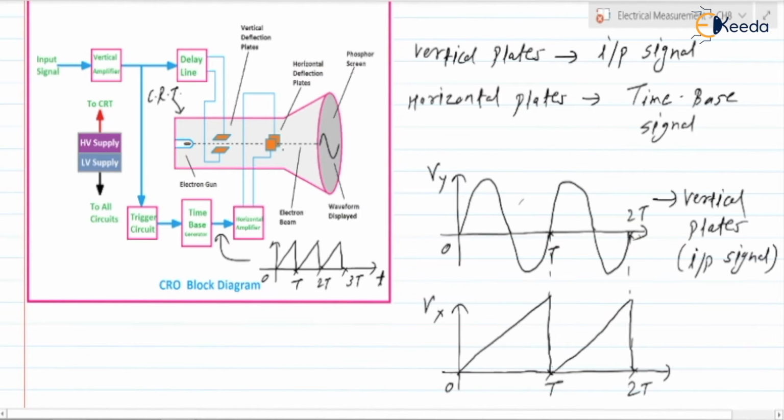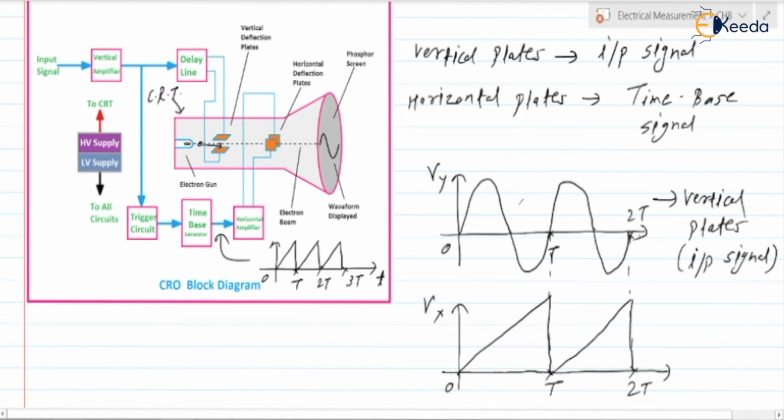Next, suppose this signal we have applied between these two plates, and this signal we have applied between the horizontal plates. Okay, so here the function of the electron gun is to produce the electron beam. First of all, the electron gun will produce the electron beam, and when that electron beam comes in the area of the vertical plates, if you check between the two vertical plates, we are having some gap here. Some distance is present here.